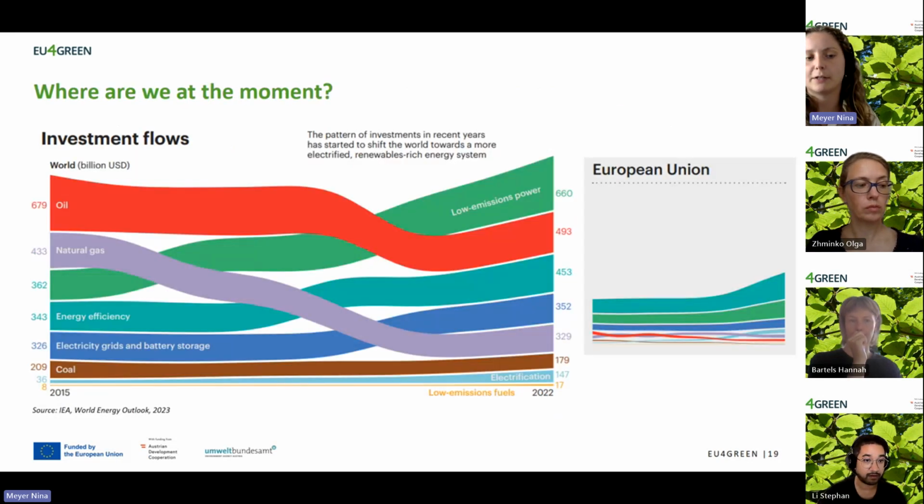So a quick look at where we are at the moment with the investments. This graph on the left shows us the investment flows worldwide, and while we can see that the investments into oil, natural gas, and coal have decreased, and the investments into low emission power and energy efficiency have increased, we are still far away from where we need to be, which is basically zero investments into fossil fuels. And on the right side, we can have a quick look at where the European Union is at, and you can see that most investments go into energy efficiency, low emission power, electricity grids and battery storage. But even in the EU, there is still money going to gas and oil, unfortunately. This needs to change.